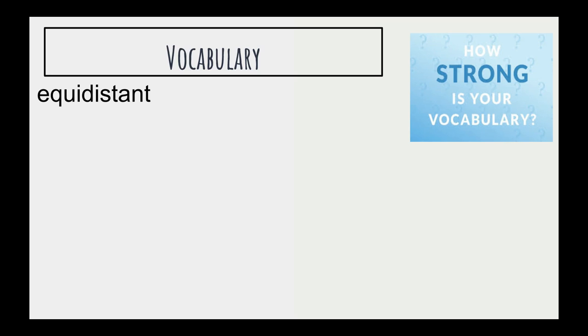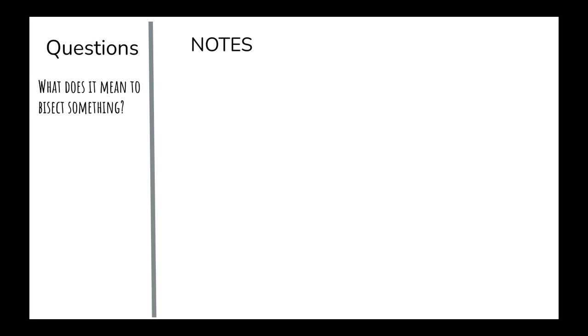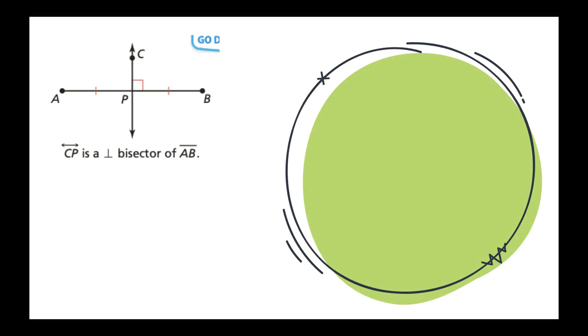Your main vocab word that you need to make sure you understand is equidistant or equidistant, depending on who you're talking to in the way that they say that word. So, do you remember what it means to bisect something? It means to divide into two equal parts. Okay, so if you bisect it, it's going to be divided into two equal parts. So, what does that mean for us today?